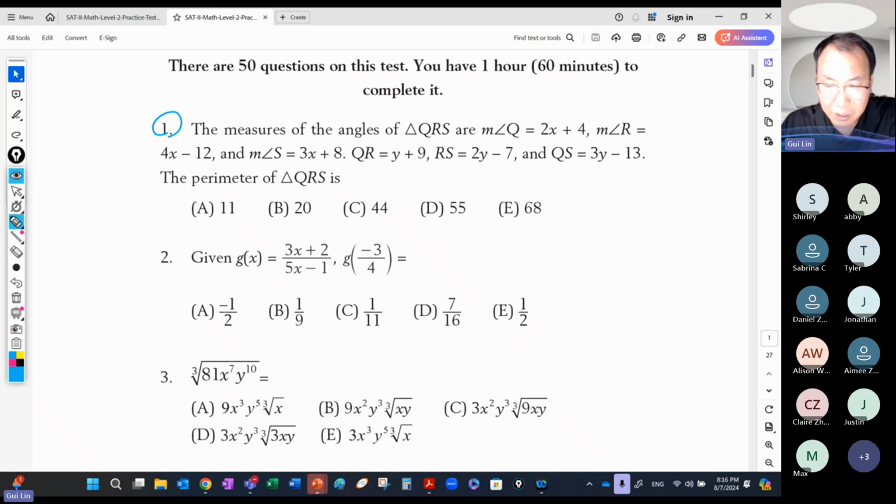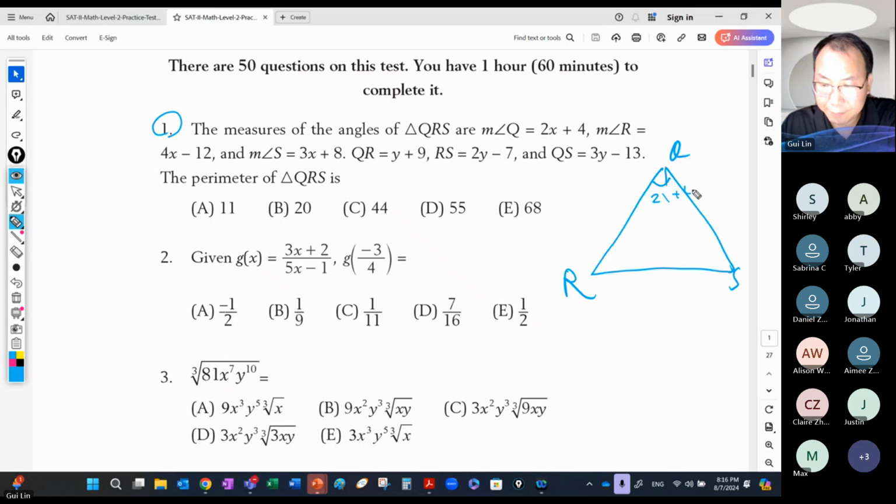The measure of angles QRS. All right, so we draw a quick triangle QRS. The angle of Q is 2x plus 4. Angle R is 4x minus 12. And angle S is 3x plus 8. Well, go up here. So we know that the inside is 180 degrees, right? So here, how many x do you get? 7x.